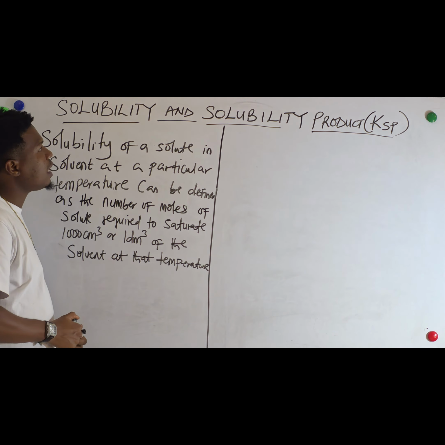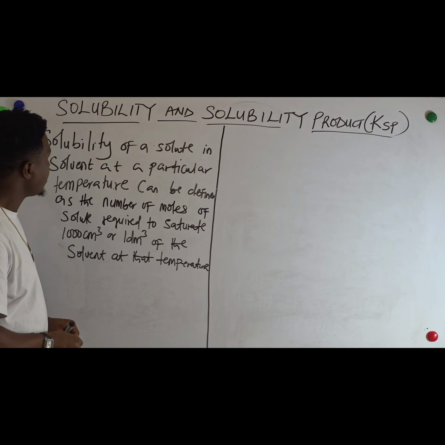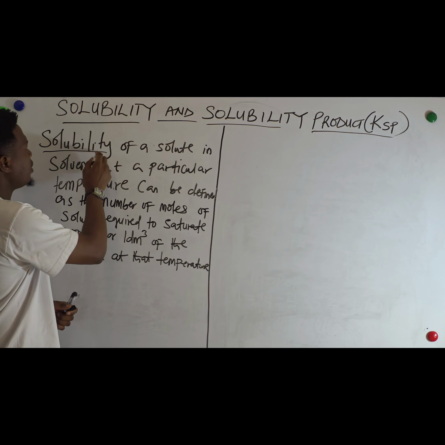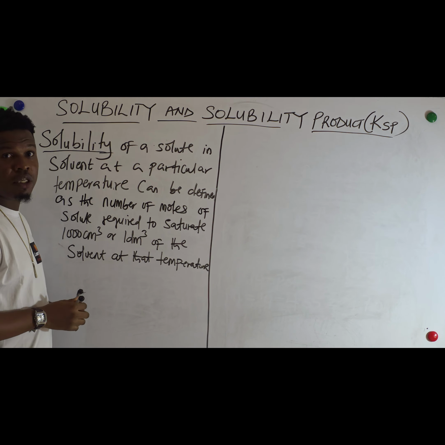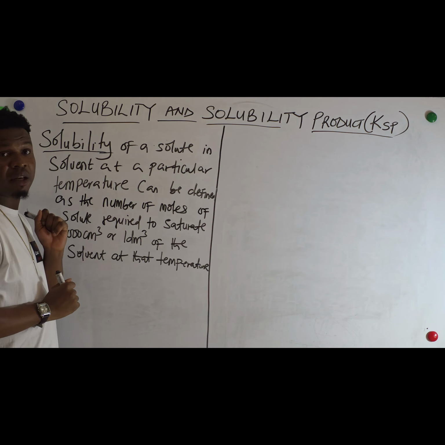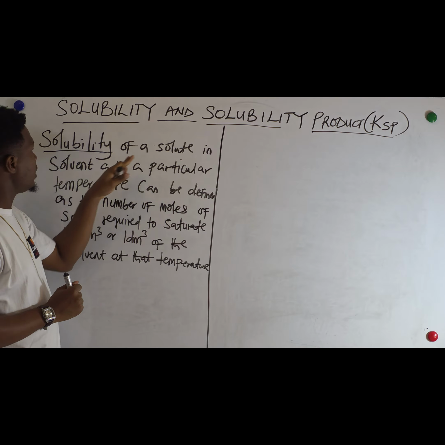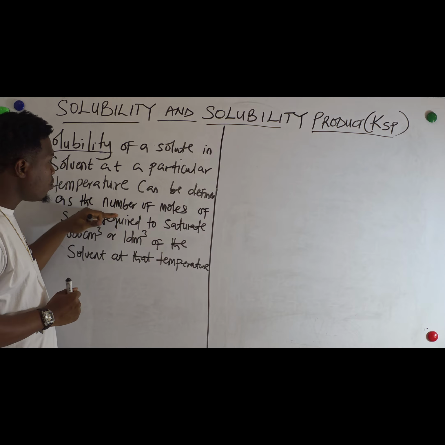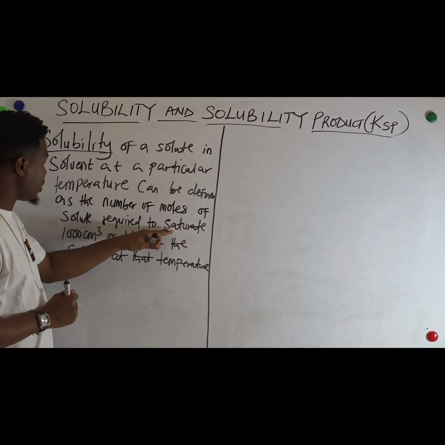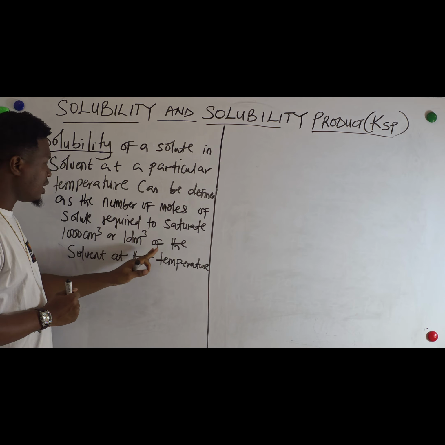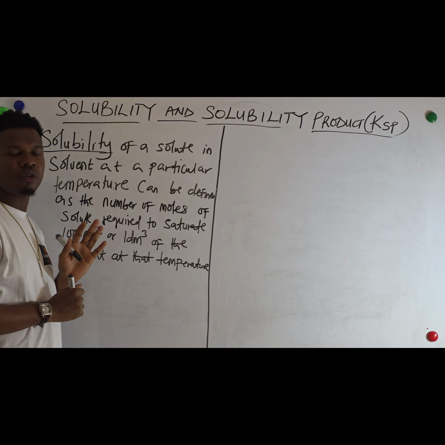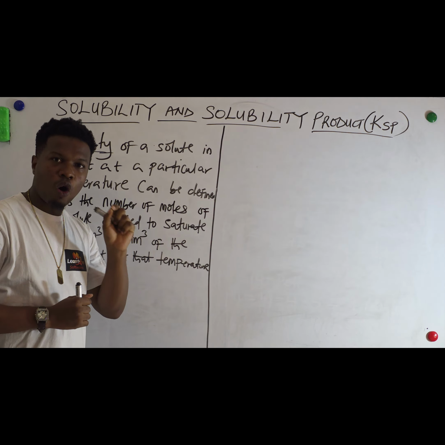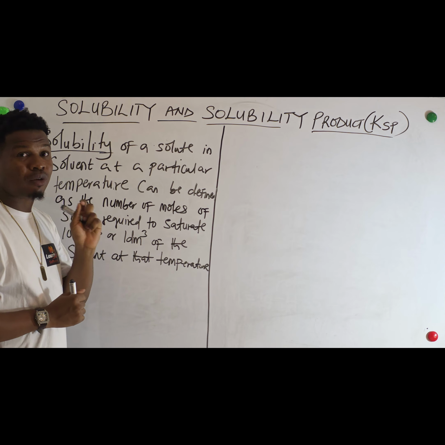About is solubility and solubility product. So first of all, what is solubility? The solubility of a solute in a solvent at a particular temperature can be defined as the number of moles of the solute required to saturate 1000 cm3 or 1 dm3 of the solvent at that temperature.